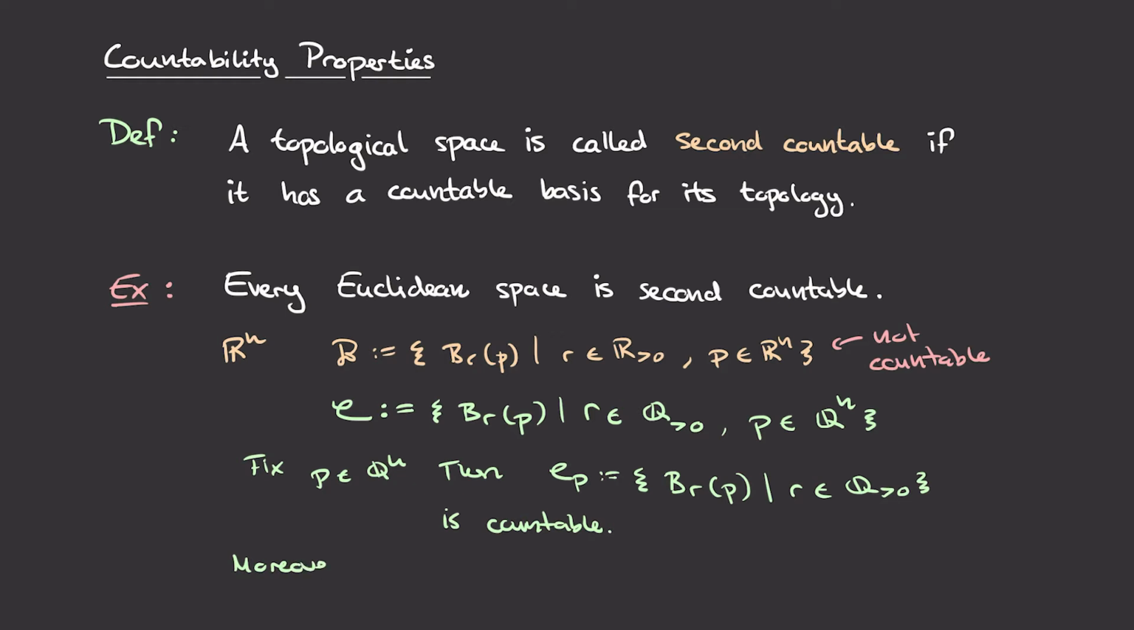And moreover, the collection C is just the union over all points P in Q^n over the collections C_P. Now, because Q is countable, also its n-fold Cartesian product, Q^n, is countable, which means that what we have here is a countable union over countable sets, and this is in turn again going to be a countable set. Hence our collection C is countable as we claimed above.